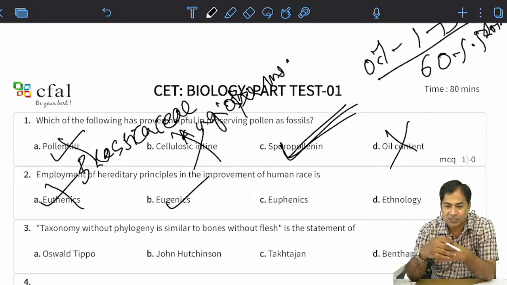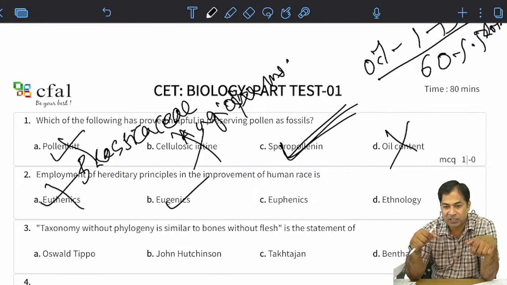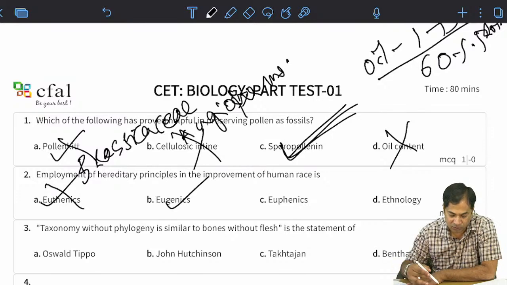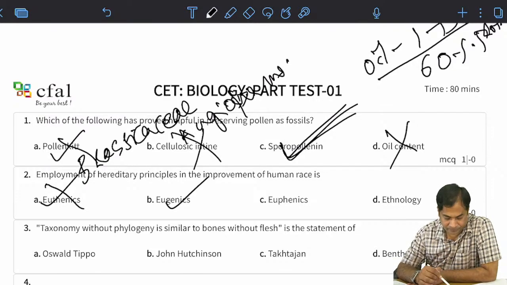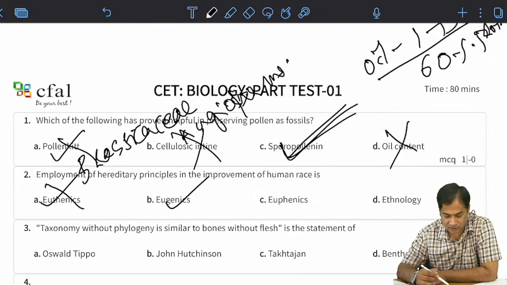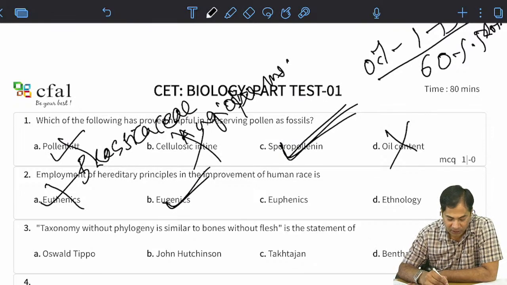So eugenics supports mating or marriage between two different races or people from two different countries, so that they can have a mixture of good genes. In eugenics we talk about good genes, or improvement of the human race by having good genes. So option B should be correct.